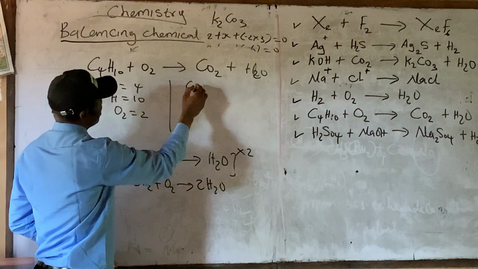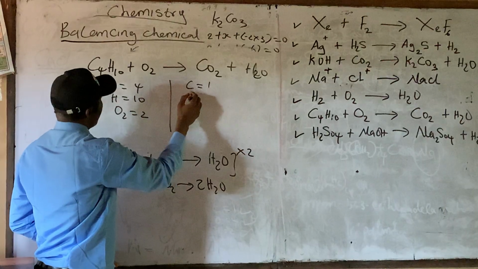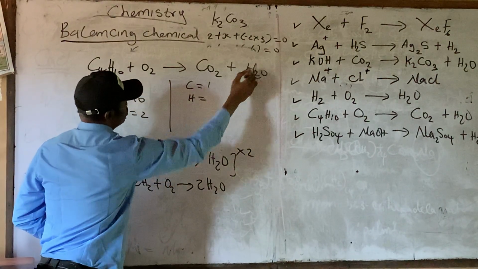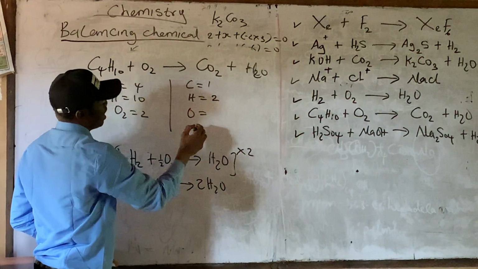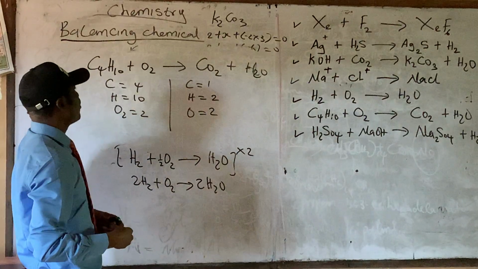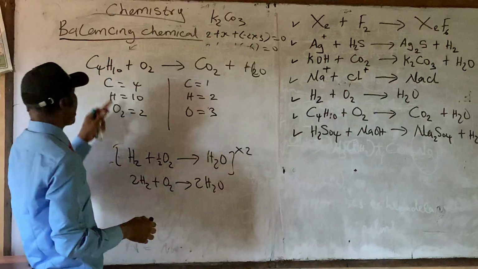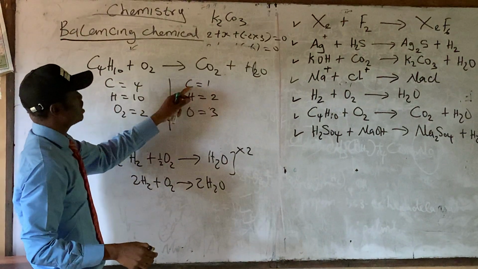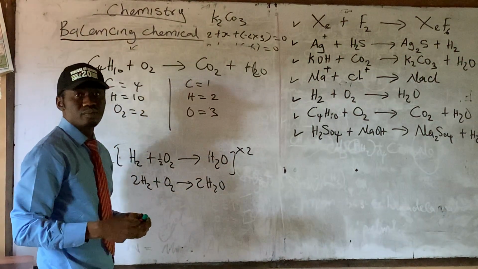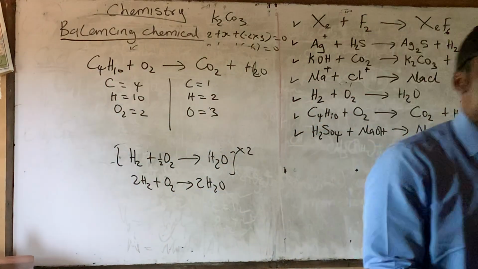On the product side, carbon is how many there? 1. Carbon is 1. Hydrogen is how many there? 2. Oxygen is how many there? 2. Alright. Now the first 3. Yes, okay, so 3. Over here, carbon is 4. Carbon is 1. Any question? Carbon is 4. Carbon is 1.